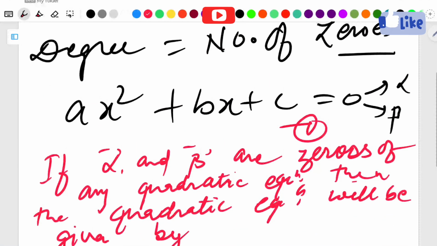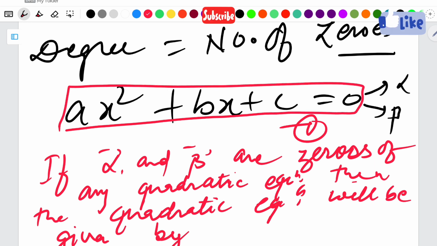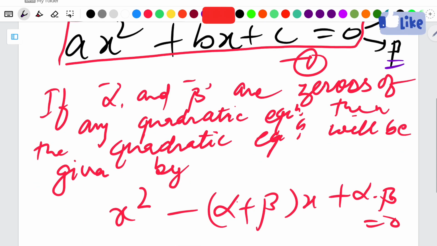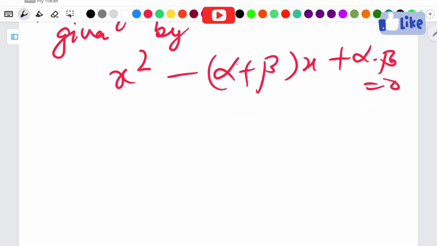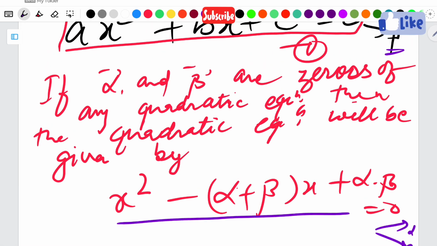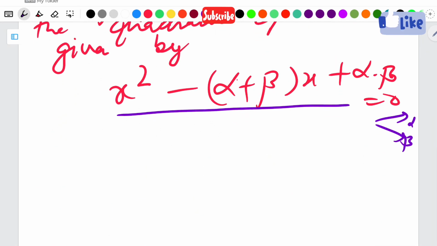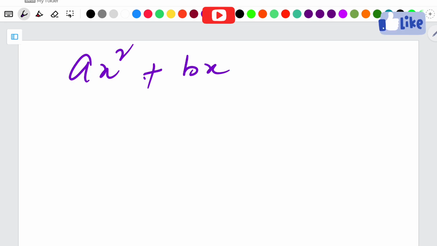Now since we all know that this quadratic equation is a quadratic equation whose one zero is alpha and the other zero is beta. Now this is also a quadratic equation whose one zero is alpha and the other zero is beta. Now can we say that this quadratic equation and this one both are the same, because of having the same zeros? That means we can say that ax square plus bx plus c is equal to 0.